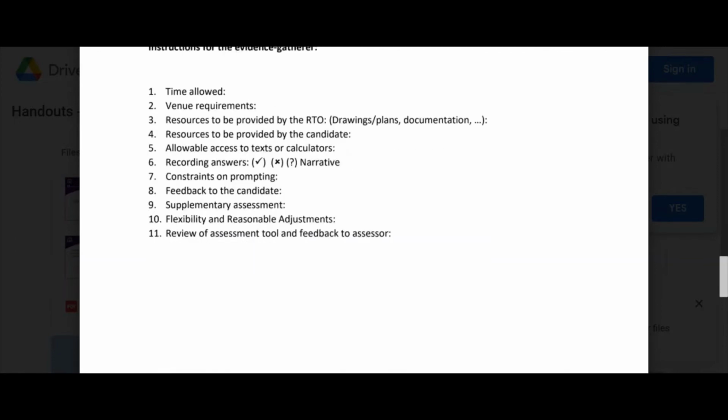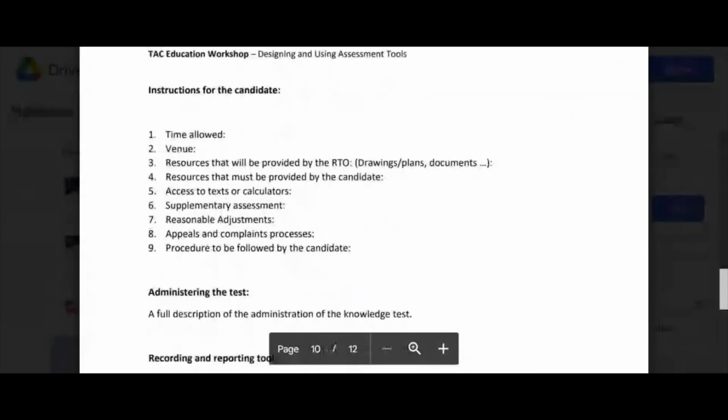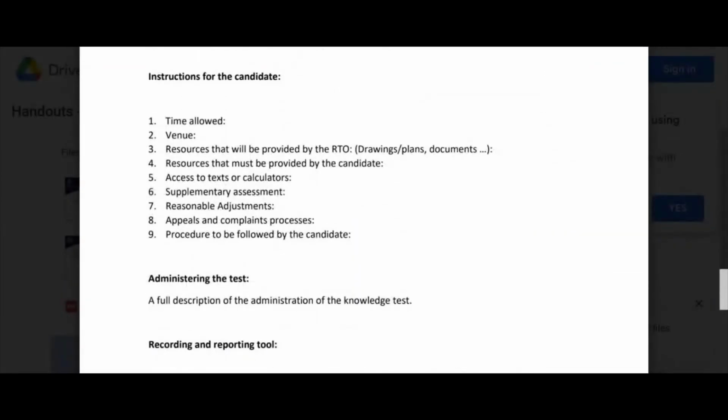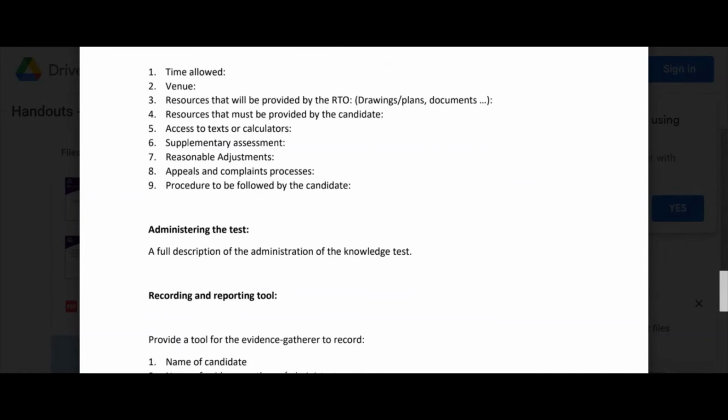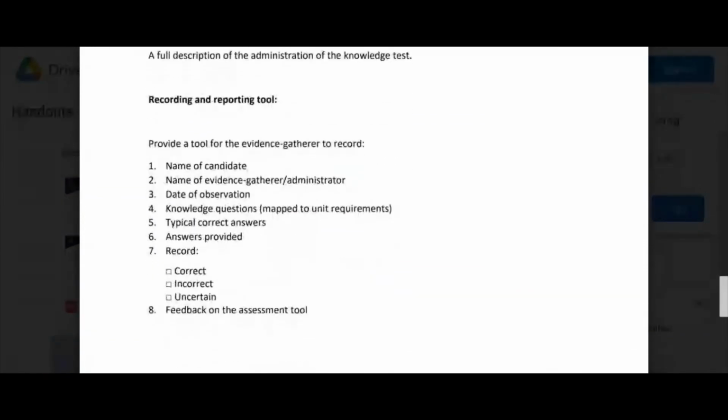Instructions to an evidence gatherer might also reflect on the extent to which the evidence gatherer provides you with feedback on how well the assessment tool went. And then there would be instructions to the candidate, which are pretty much the same as for the assessor or the evidence gatherer. But now you're talking to the candidate, and you would need to make sure that the candidate understood what the boundary conditions were for carrying out the assessment. And then you might provide instructions on how to administer the test.